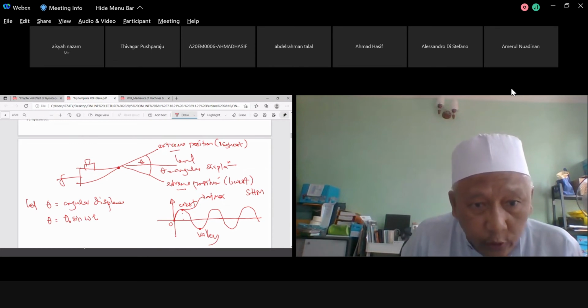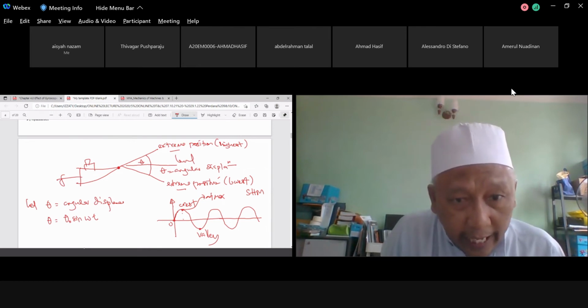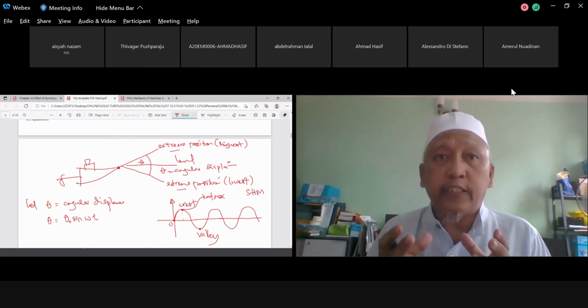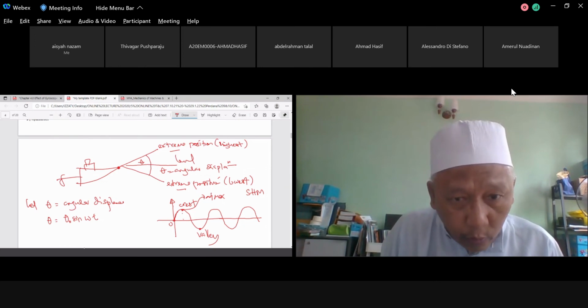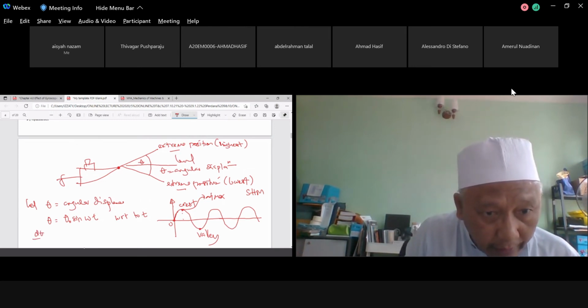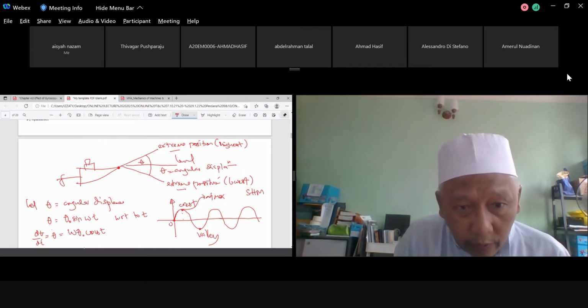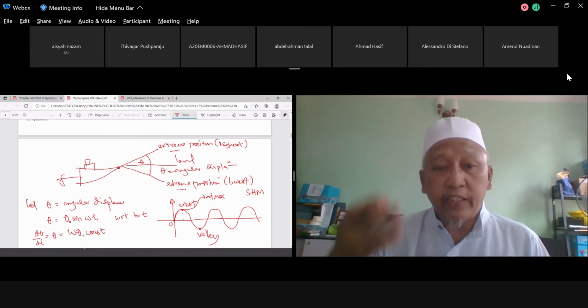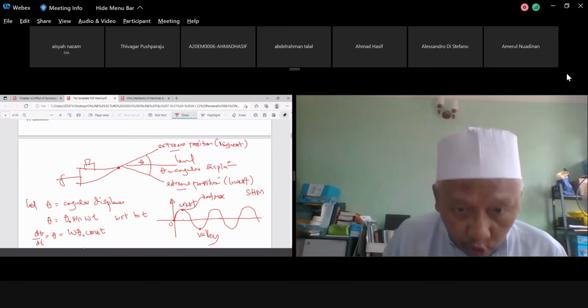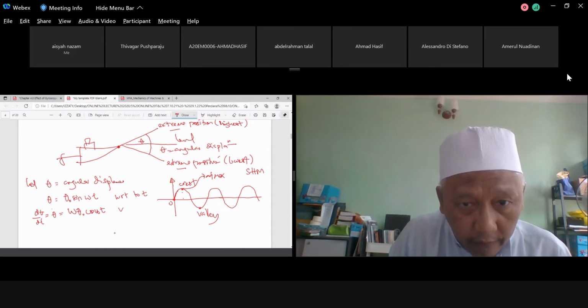This one is what we call angular displacement with respect to time, not the stationary angular displacement. Then we take d theta by dt, which gives you theta dot, which is omega theta naught cos omega t. This one now is angular velocity. First is angular displacement, then you have angular velocity. The displacement with respect to time gives you velocity.